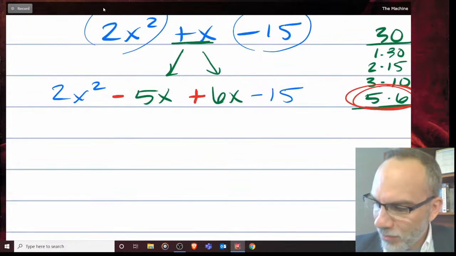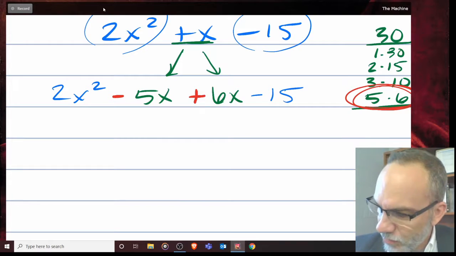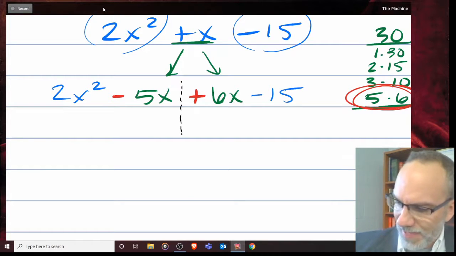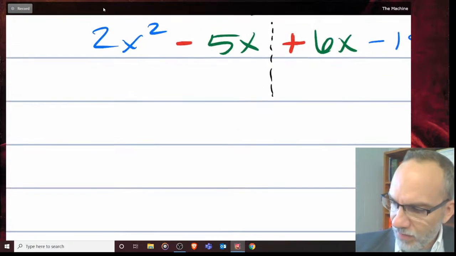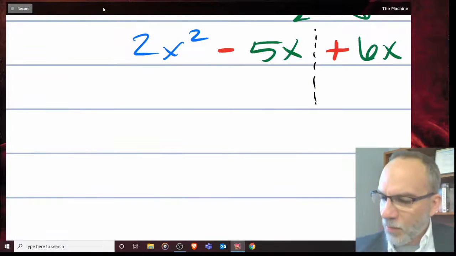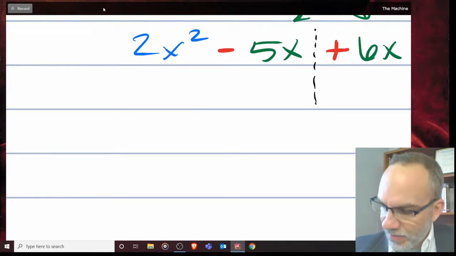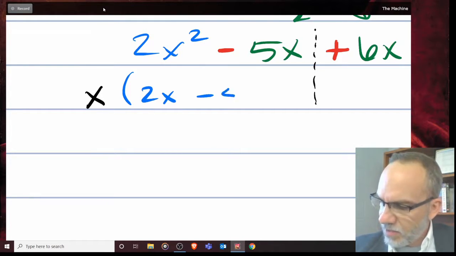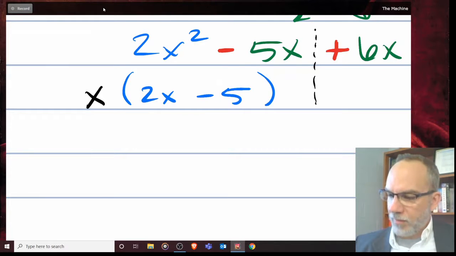How do you factor by grouping? Well, you break it into two different parts, a left-hand side and a right-hand side. I do a little dashed line down the middle. Now I look at the left-hand side. What can I factor out of 2x squared minus 5x? I can factor an x out of that. And then what remains is a 2x minus 5 for that group.